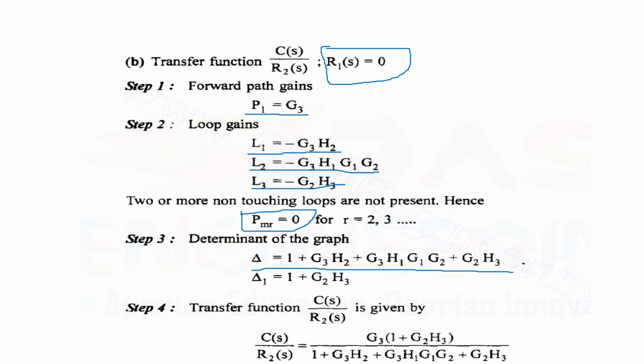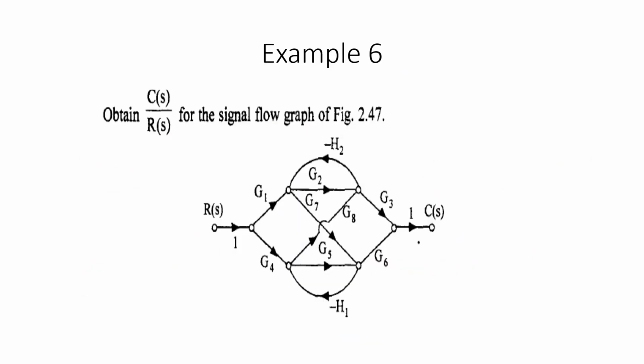So by replacing this value, you are going to get the transfer function in the standard form, which is given as G3 plus G2G3H3. By taking G3 common, you can rewrite this as G3 into 1 plus G2H3 divided by 1 plus G3H2 plus G3H1G1G2 plus G2H3. So this is for the second input R2 with R1 as equal to 0.